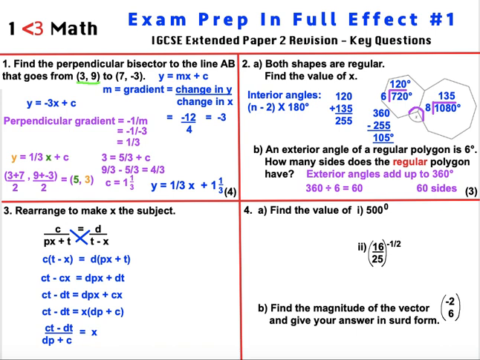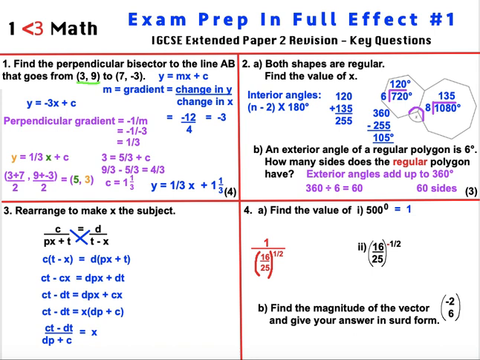Now, question 4a, the first part of that is to find 500 to the power 0. 500 to the power 0 equals 1, because anything to the power 0 equals 1. Now, part 2 of part A, the first thing to note is we've got a negative power. We've got 16 over 25 to the minus a half. So the negative power always indicates 1 over. So we've got 1 over 16 over 25 to the power of a half.